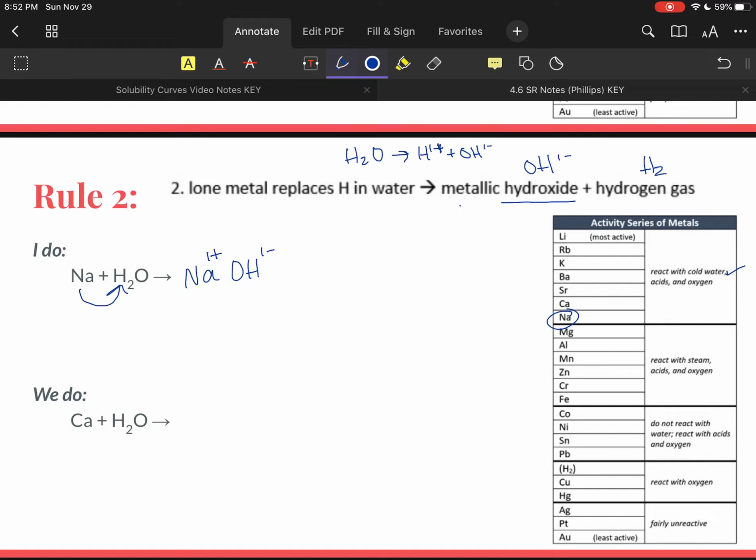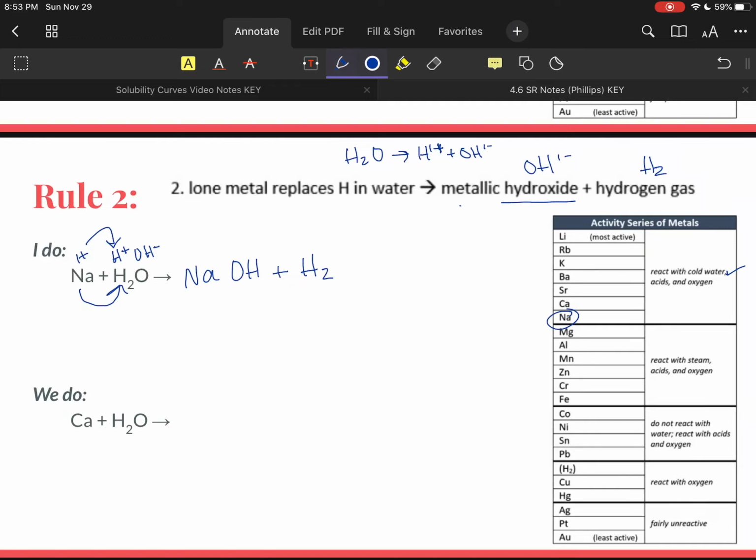So I can think of it like if sodium has the 1 plus, instead of another way to write H2O would be like writing HOH. So when my sodium replaces the hydrogen, it's left with the OH that it'll bond with. Okay, and because they're both ones, they're both invisible. So it's just NaOH plus, and again, hydrogen gas is just H2.